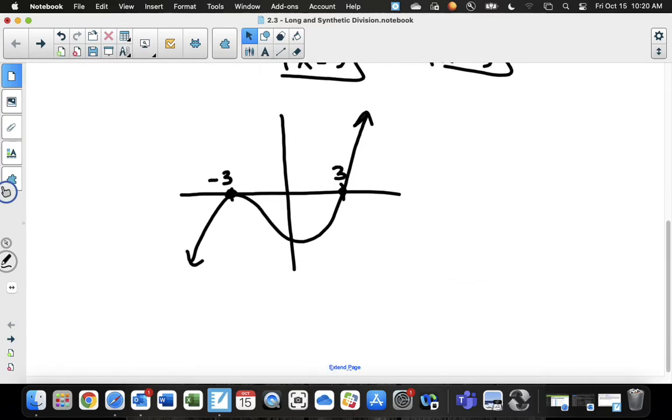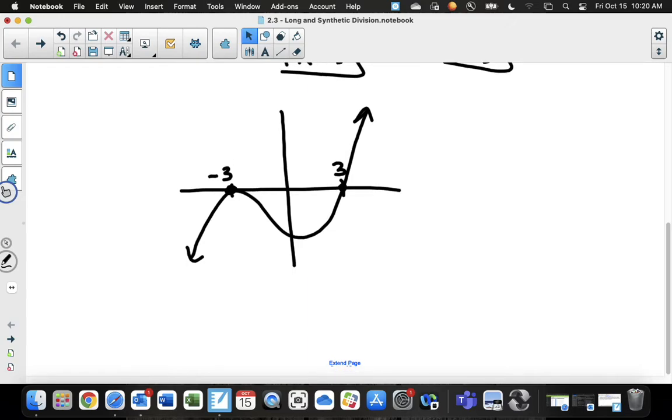So if we add in some end behavior just for some practice, because again, that's something we've been working on in terms of x going to infinity, negative infinity. If we have this as a graph, as x goes to negative infinity, where is y going? As we go to the left, the graph is going down to negative infinity.